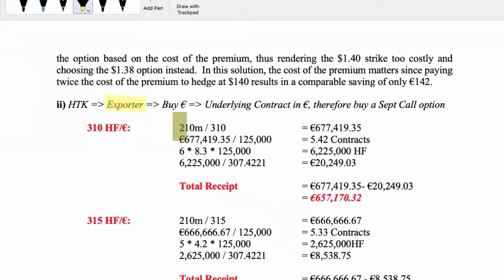We are the exporter. If you recall, we exported goods. We're going to receive Hungarian forint. We're going to sell the forint, and we're going to buy the euro. It's important to find out what the underlying contract is written in, and it's written in euro. And because you're buying euro, the contract is in euro, you are going to buy a call option.